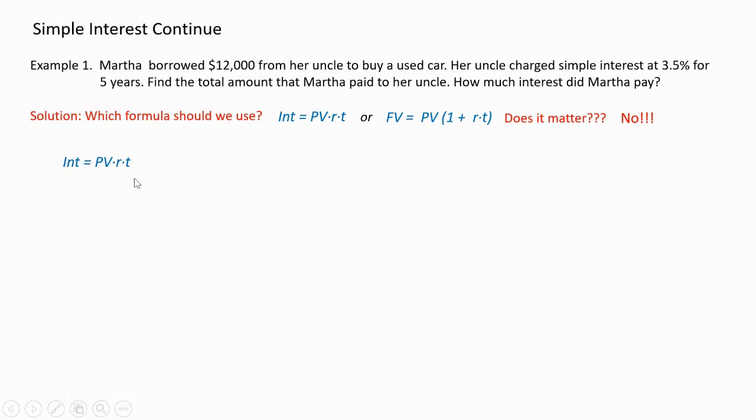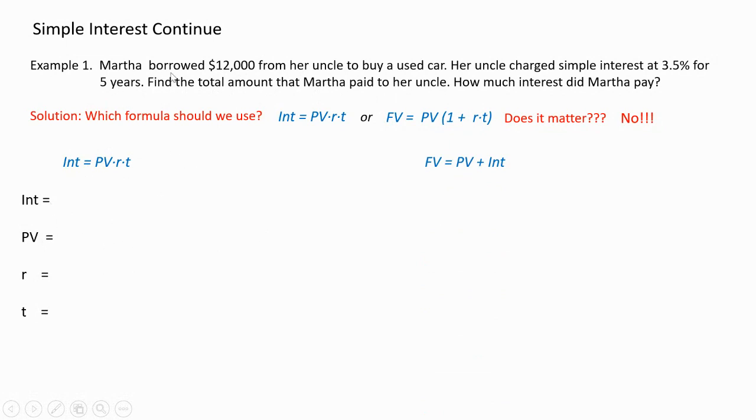If you use this formula, then at the end you're going to get the interest plus the present value to get the future value. But it doesn't matter which one you use. If you use the one on the left to find the interest, you're going to put I n t equals, PV equals, r equals, and t equals. And then you're going to begin extracting the information that's given to fill out the ones that are known, and there's always going to be only one unknown.